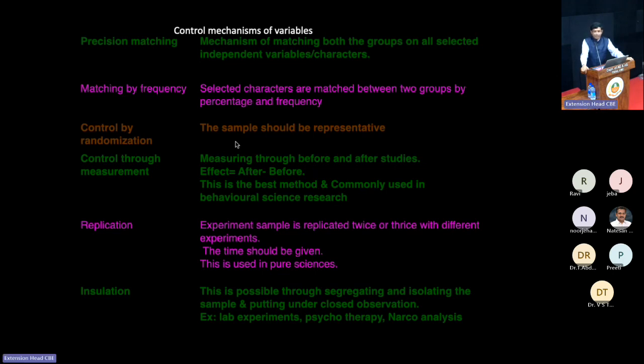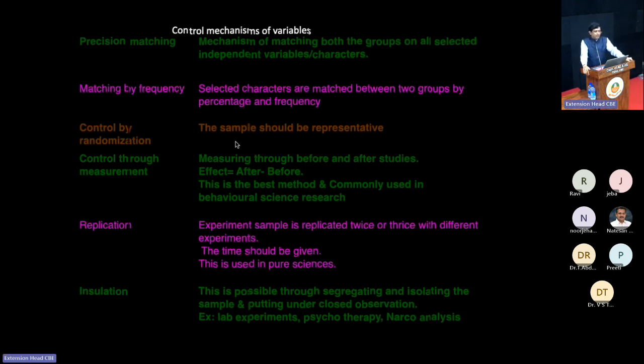Next, replication. Repeat the experiment. The same experiment you did today, you administer again after a few years. Then that is reliability. Insulation is completely avoiding other sources of contamination. It is possible only in lab experiments. In our case, psychotherapy, narco-analysis, as I told.